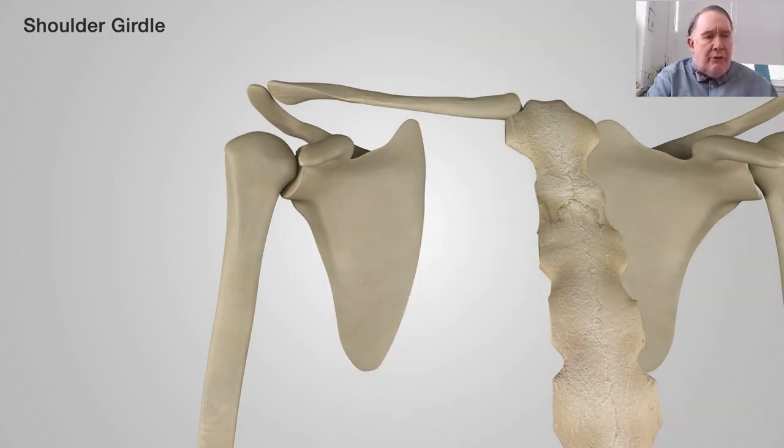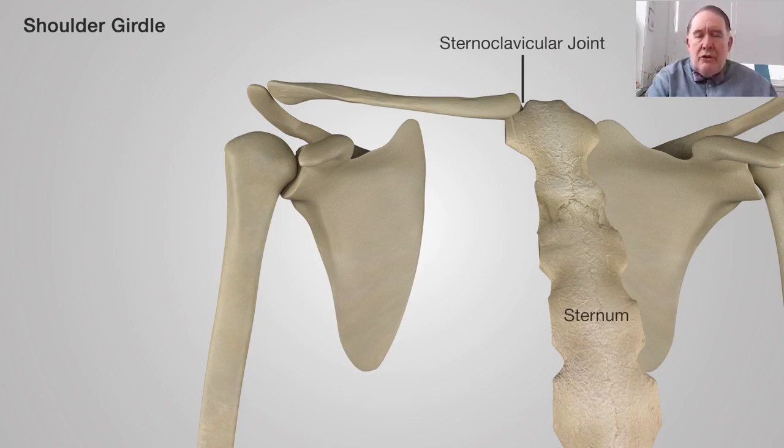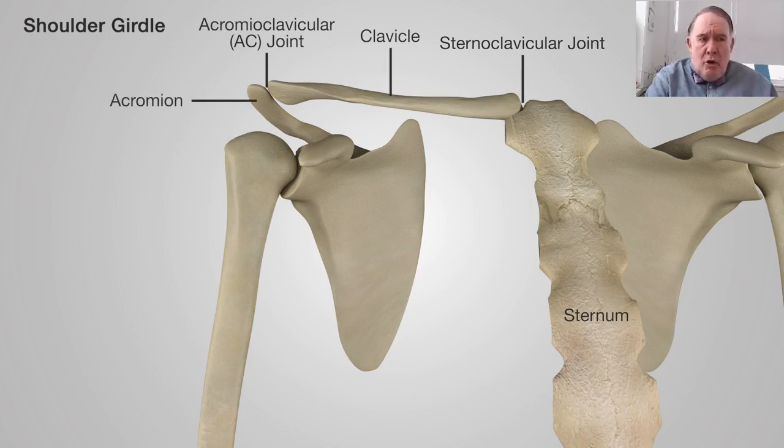That system involves a series of joints. From the midline here, we see the sternum. We see the sternoclavicular joint, which connects the sternum and the clavicle, as its name implies. And then distally, we see the AC joint, or acromioclavicular joint, which connects the clavicle to the acromion, which is a part of the scapula. And then, of course, we see the humerus attaching to the scapula.